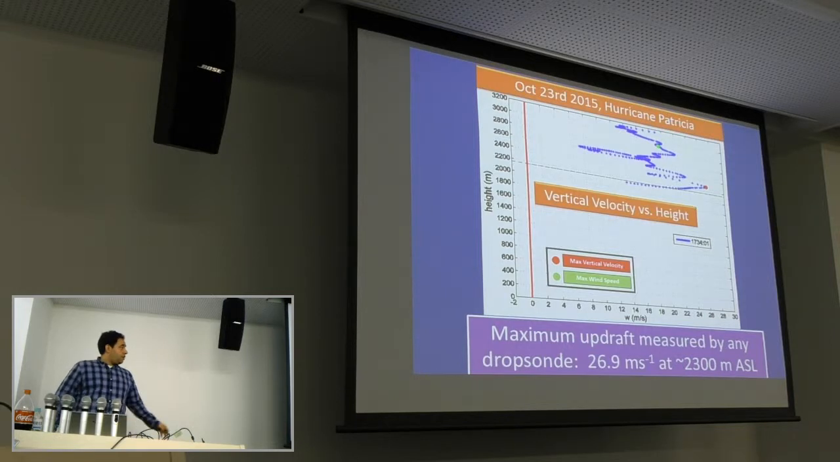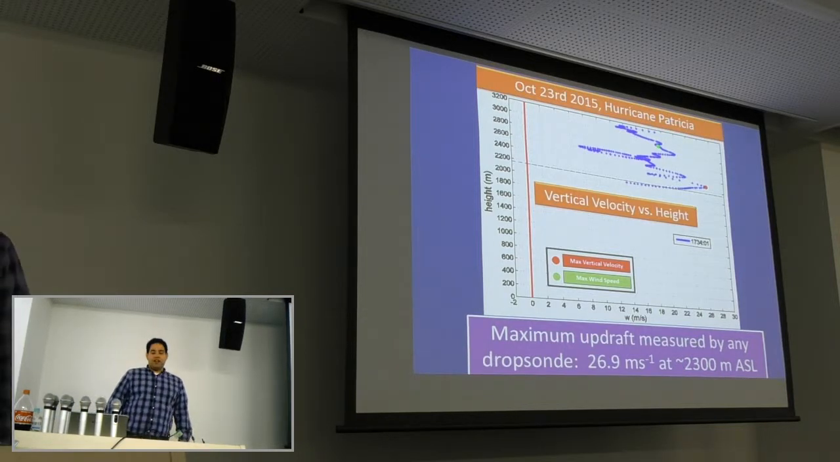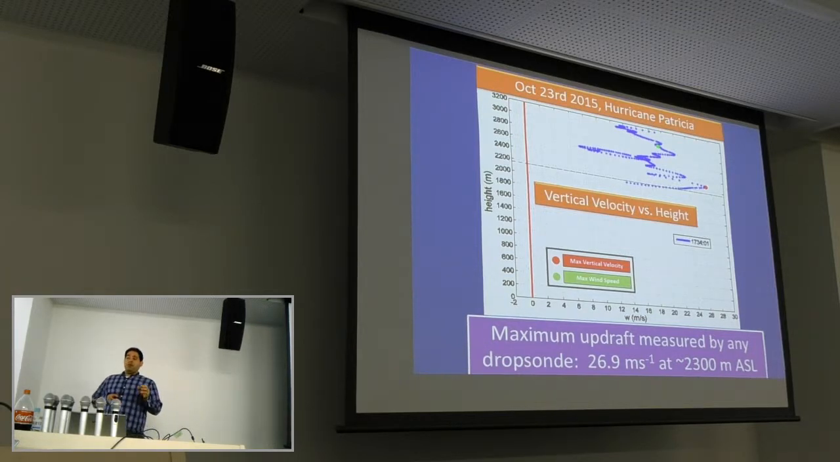So for anything more than 5 or 10 meters per second, that's an acceptable error. The sondes are not going to be useful for measuring weak motion. You could not use them to measure subsidence in the eye, for example. It's too uncertain, too much error. But for measuring large updrafts and large downdrafts, it's generally reliable.